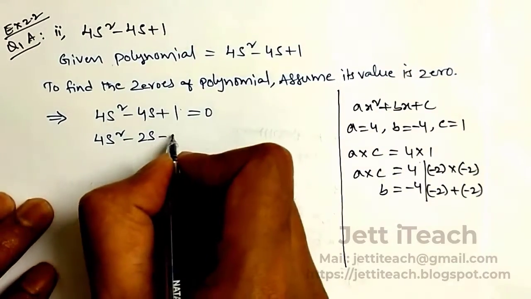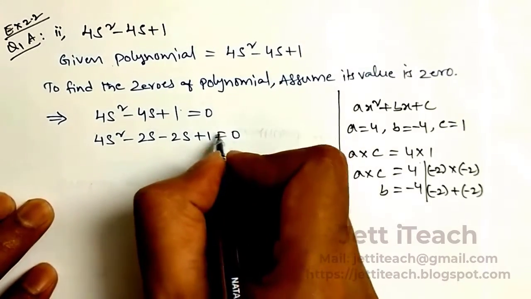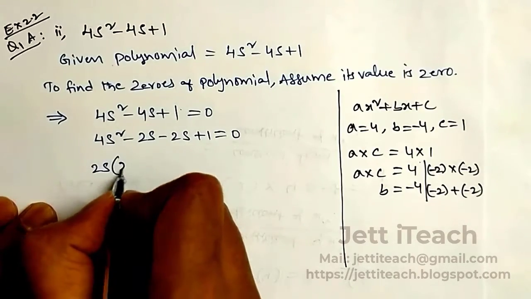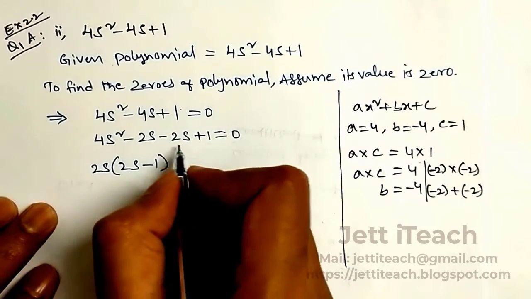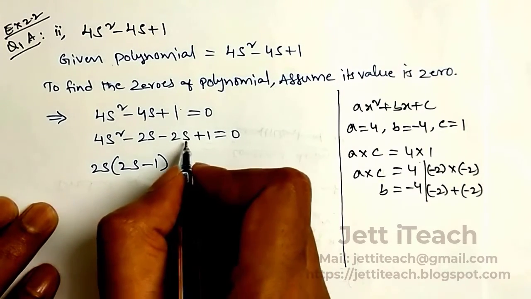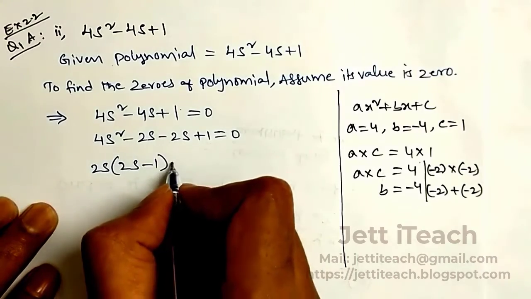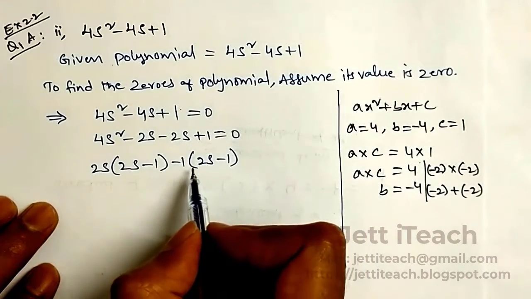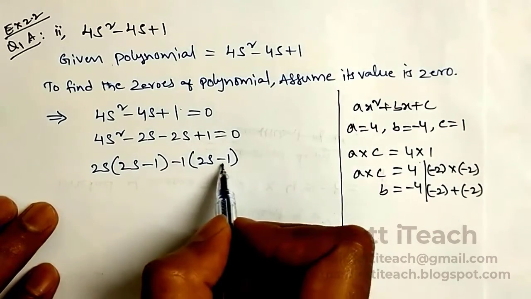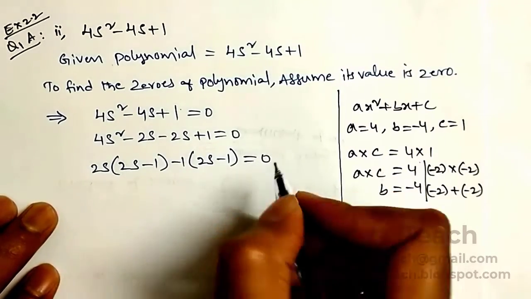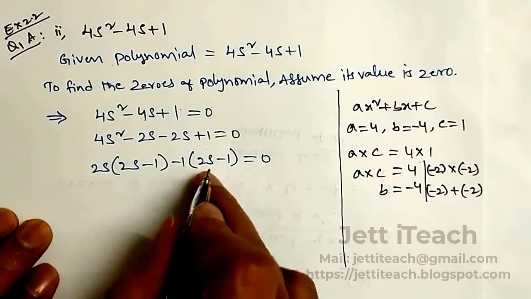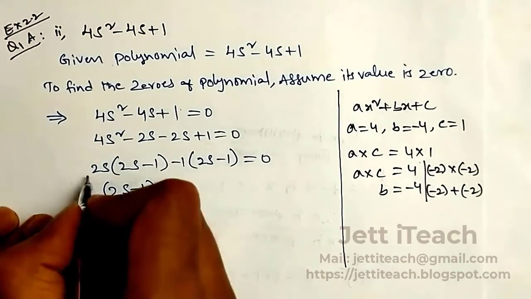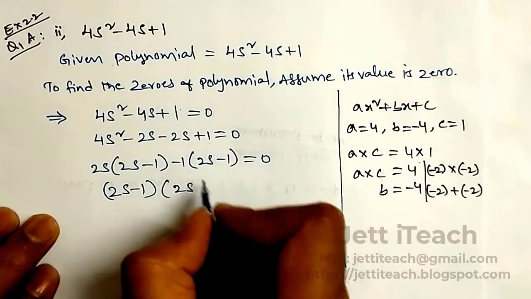So 4s square minus 2s minus 2s plus 1 equal to 0. Here 2s is common. We have 2s into 2s minus 1. Here there is no common term, so I will take minus 1 as common: minus 1 into 2s minus 1. Now here 2s minus 1 is common in both the terms. I will take 2s minus 1 common, so here 2s I have, here minus 1 I have.